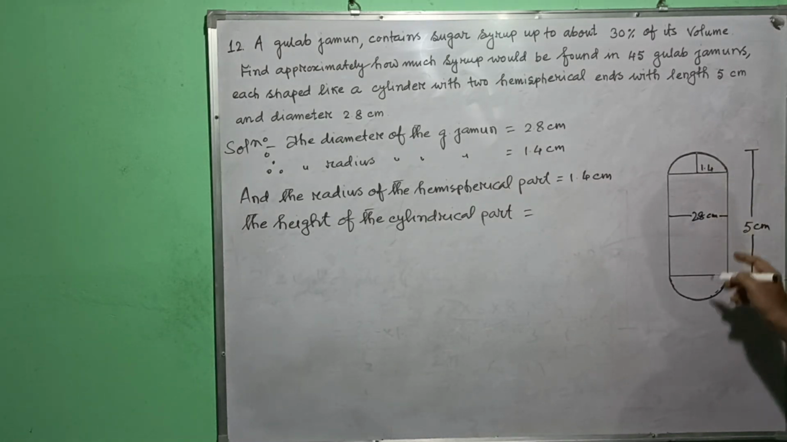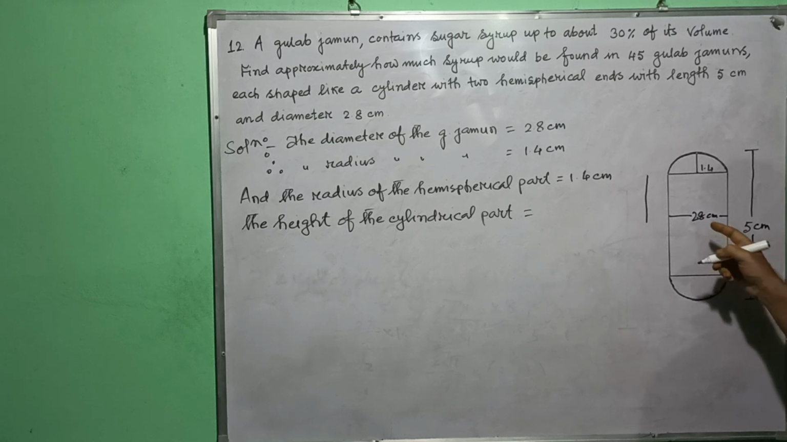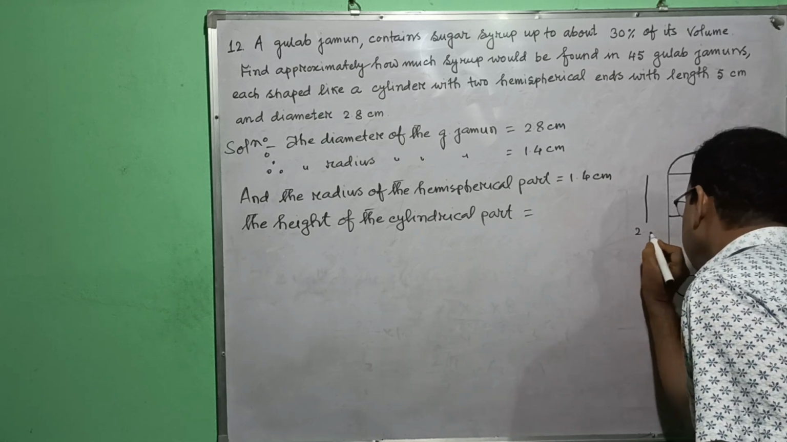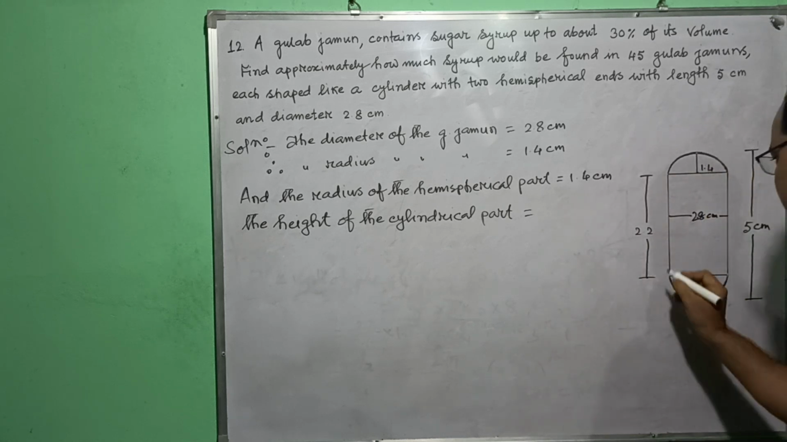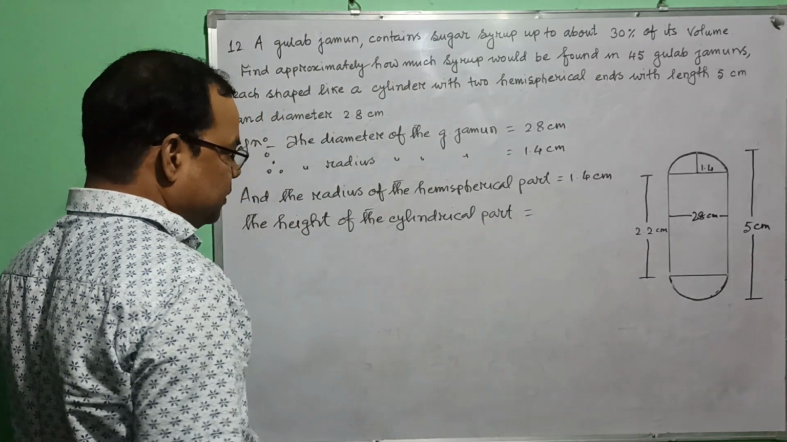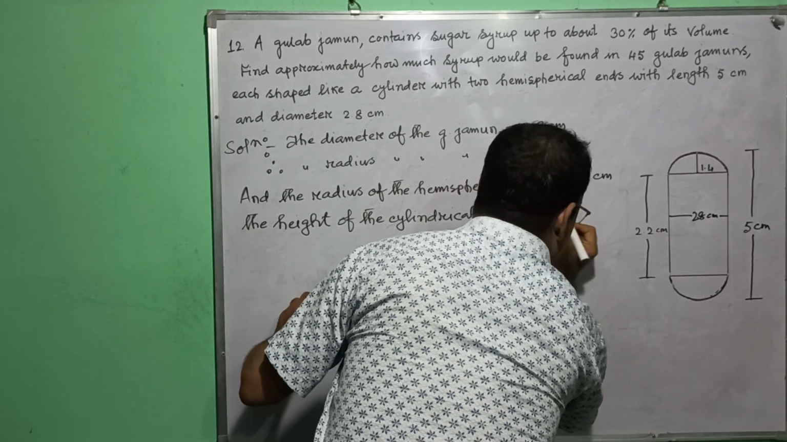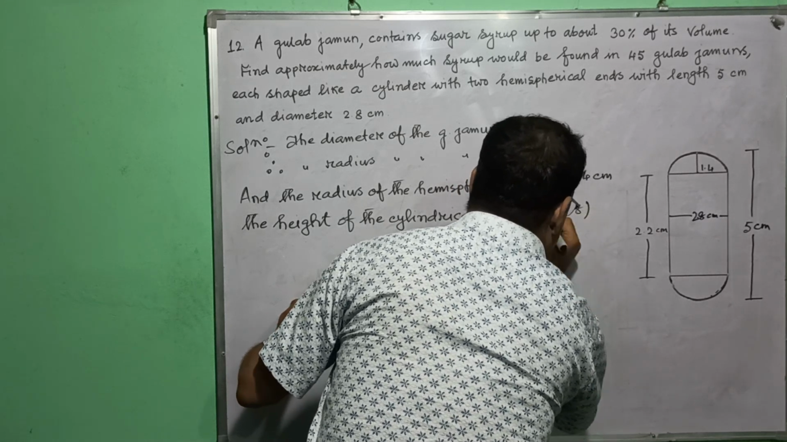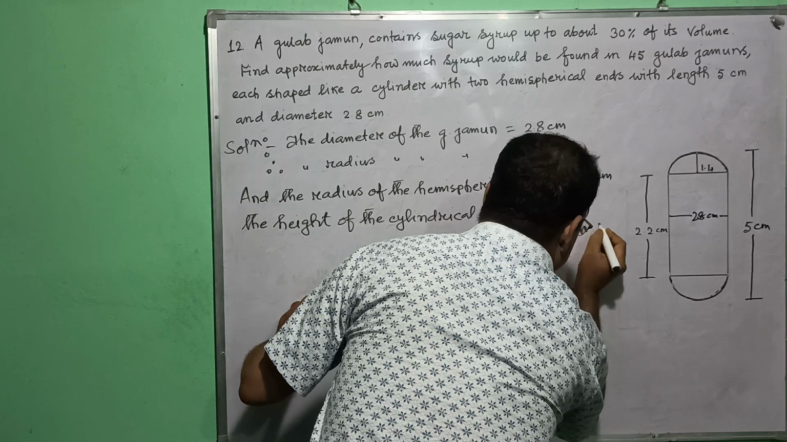Here the radius is 1.4. Here also radius is 1.4. So we'll subtract 2.8 centimeter from 5 centimeter to get that height of the cylindrical part. So 5 minus 2.8 equal to 2.2. So we will write directly here 2.2 centimeter, the height of the cylindrical part. Now we'll calculate all the dimensions. We already find it. You can write it like that: 5 minus 2.8 equal 2.2 centimeter.